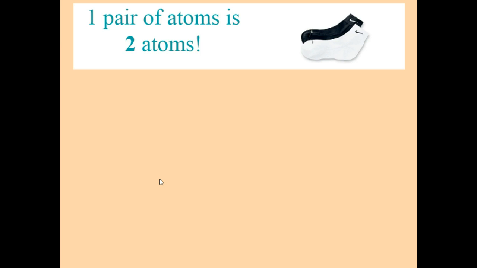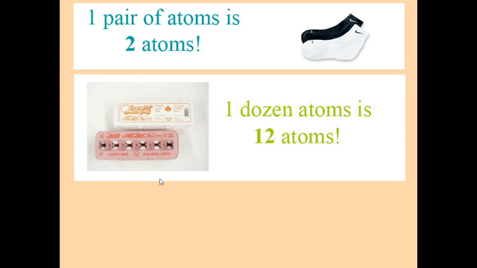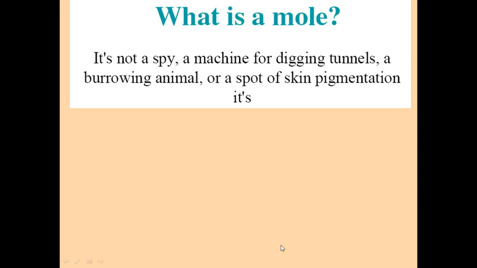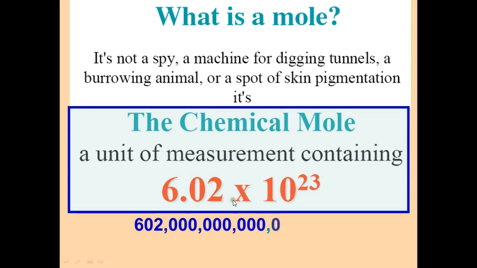And here's an analogy. A pair of atoms is 2 atoms. A dozen would be 12. A mole is 602 followed by a very long string of zeros. We just shorten mole to 6.02 times 10 to the 23rd. So this is in scientific notation.